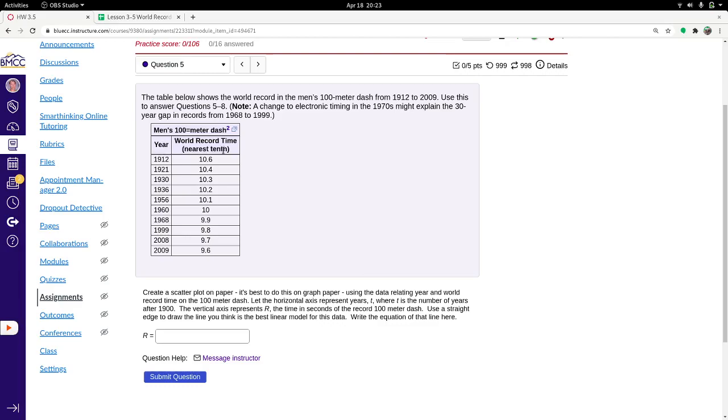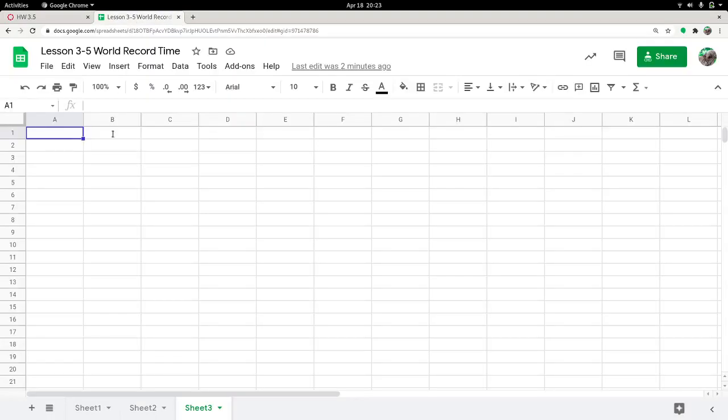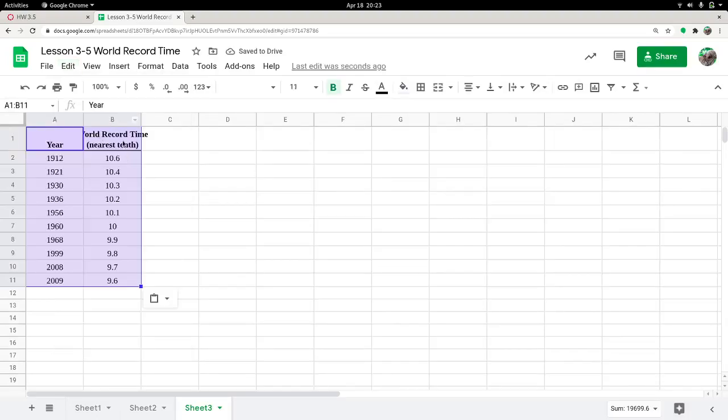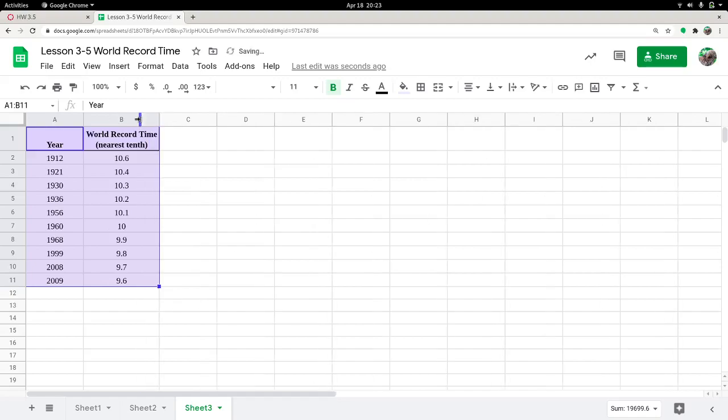And one nice way to make a graph of this instead of on paper, which paper's good, but spreadsheets are great. So I'm going to highlight from the word year over and down to the end of the last number, no more, no less. And I'm going to copy it, come over to my spreadsheet, and paste it in. And if I copied it right, it should paste and look pretty much the same way. Okay, that looks pretty good.